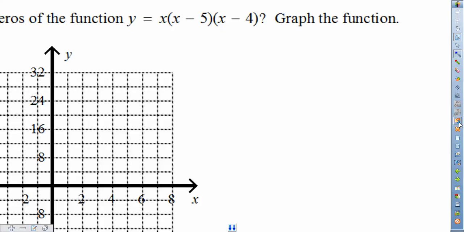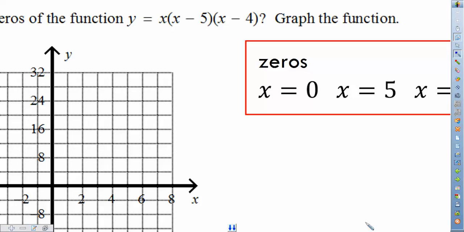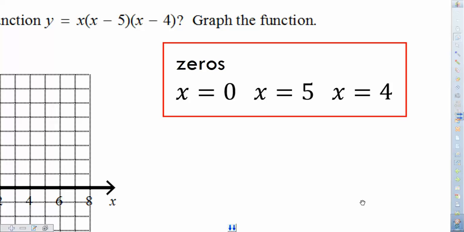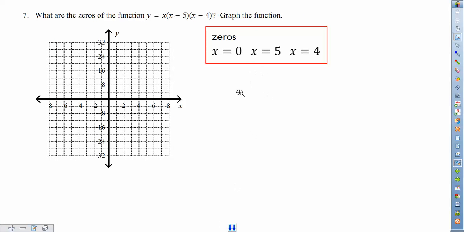So wouldn't this be a true statement about our zeros? Those should be our solutions, right? One answer should be 0, because if that first x was 0, we'd get 0 for an answer. If we put a 5 there, the middle term would give us a 0, and we'd end up with a product of 0. And if we put a 4 right there, the last term would make that a 0, and boom, we'd have 0 for an answer. So that is part 1, identifying all of those zeros, which is what we did.